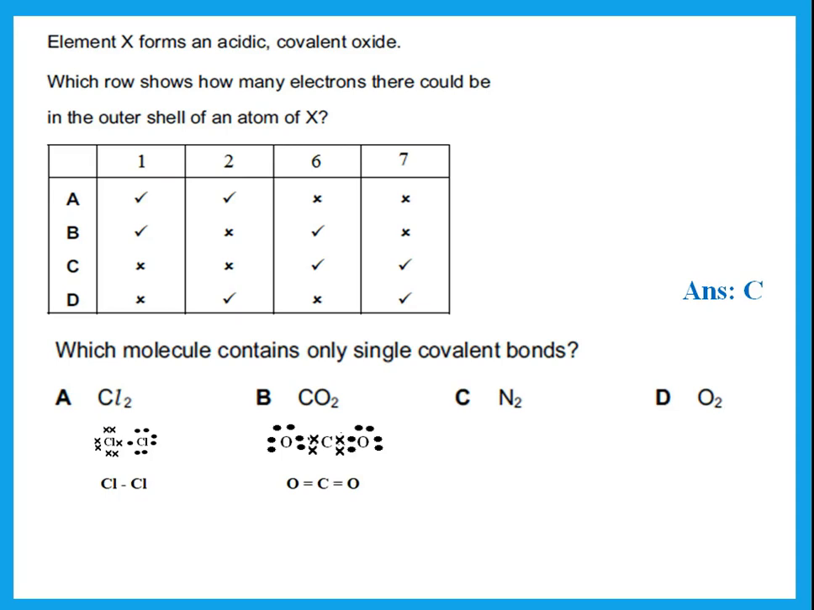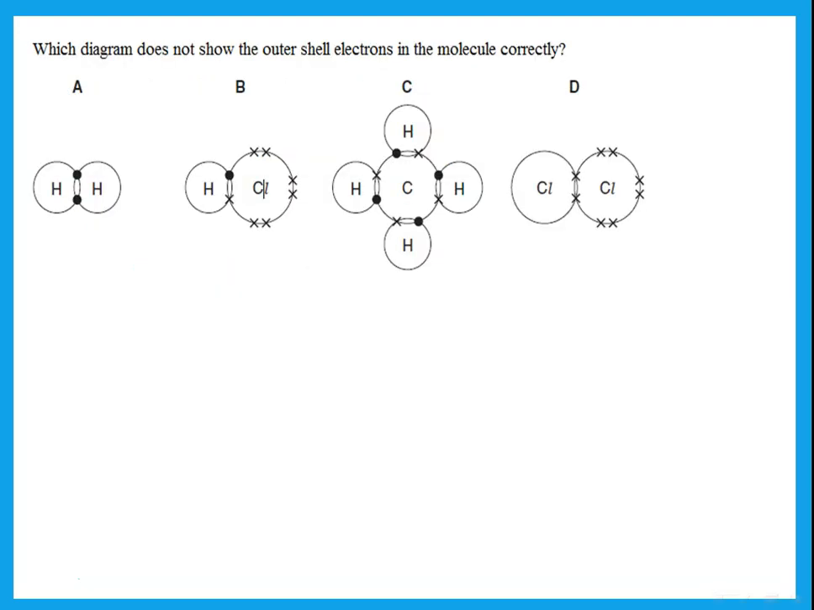Nitrogen, N2, each nitrogen has 5 electrons in its outermost shell. It needs 3 from the next one. So it's going to give 3 and take 3. That means we're sharing 3 pairs of electrons, and that is a triple covalent bond. Oxygen, each oxygen has 6 electrons in its outermost shell. It needs 2 from the next one, so it is sharing 2 pairs of electrons, and that is a double covalent bond. So which one has single covalent bonds? It is the Cl2.